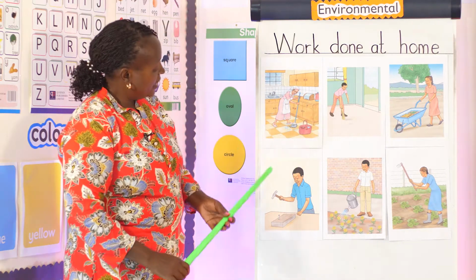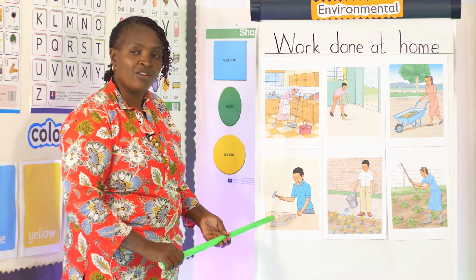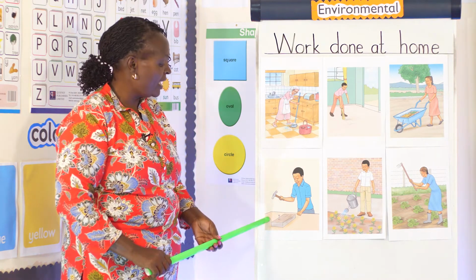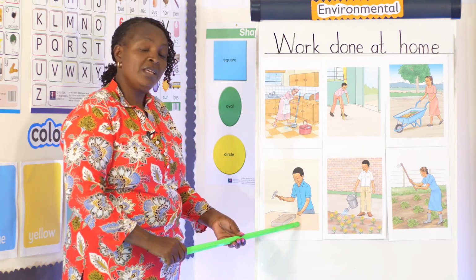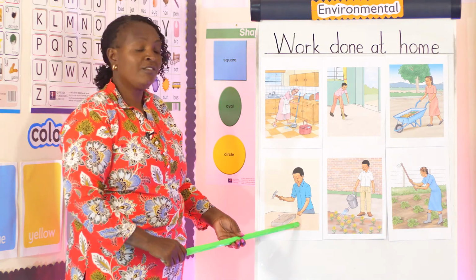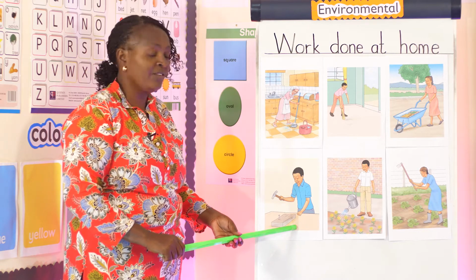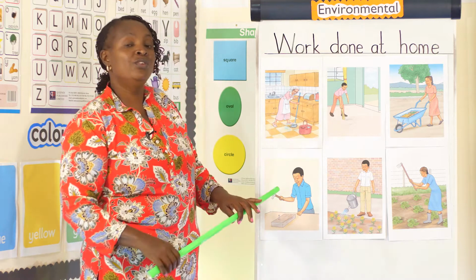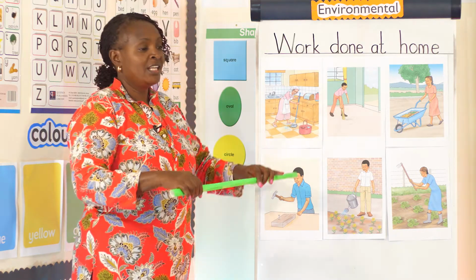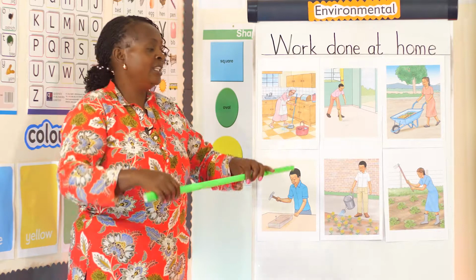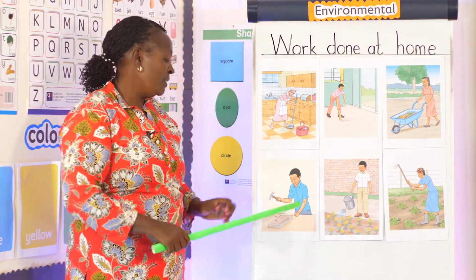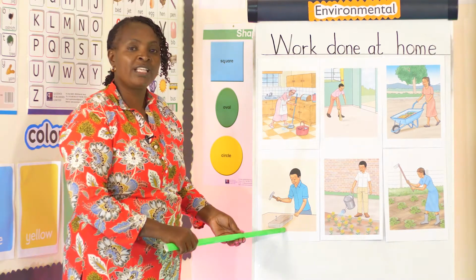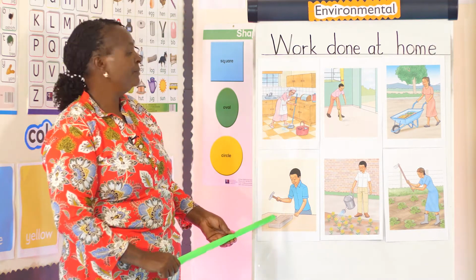Well, here we have, let's call him a daddy. A daddy is using a hammer to make something. Maybe he's making a chair for the children in the house, okay? And maybe he's making a seesaw. Do you know a seesaw? It goes up and down and up and down. Maybe he's making a seesaw. Whatever it is, he's working at home, okay?